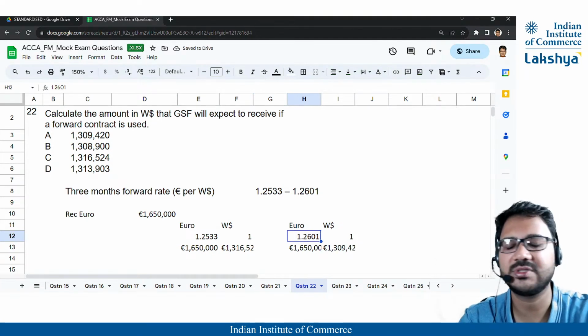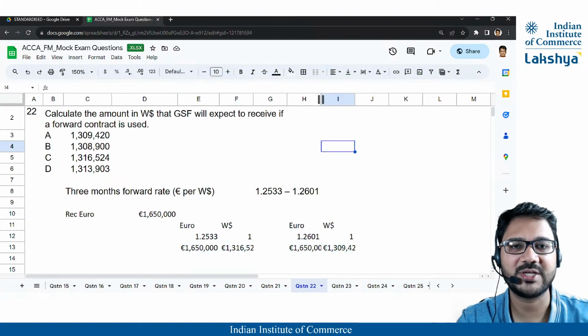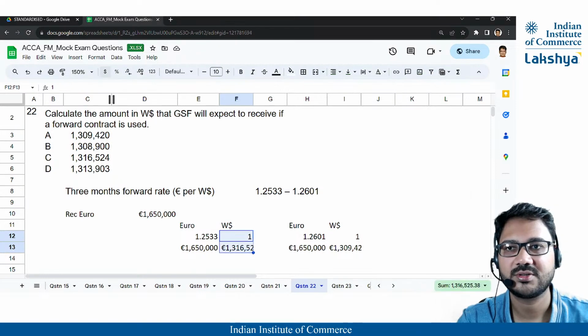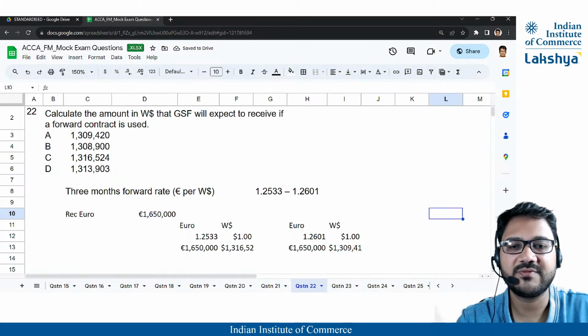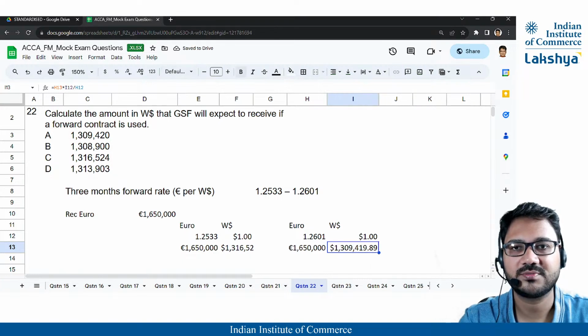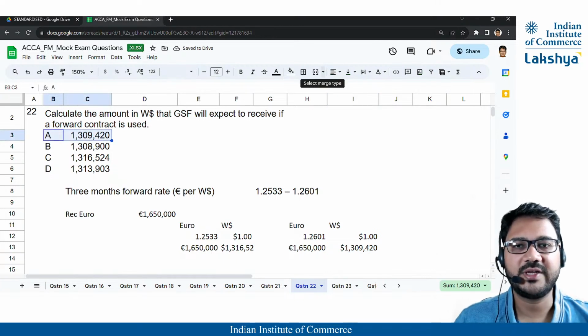Now, one way of doing it is you do both and see where you are making a loss, because banks always make a profit. So see in which case do you receive the least W dollars. So this would be in dollars. You are receiving the least dollars over here, that is 1,309,419. All right, so you can just say that this is the final answer.